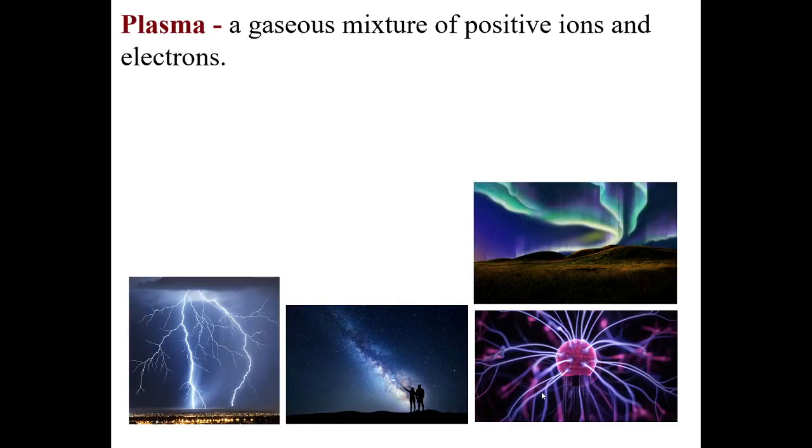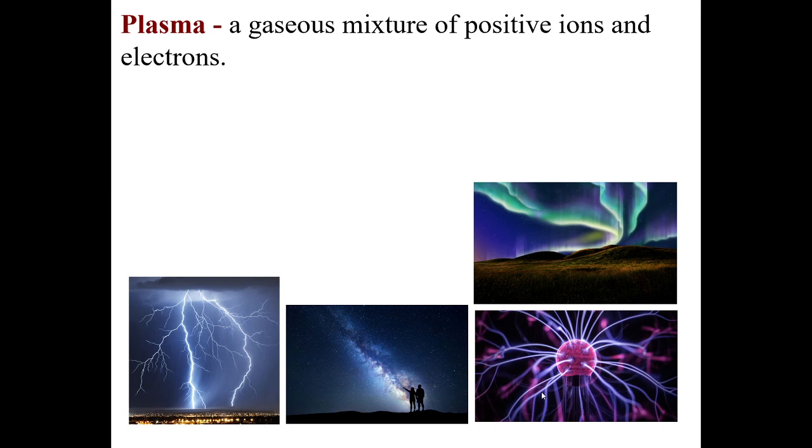Okay, the fourth state of matter that we don't really talk about very often is plasma. This is a gaseous mixture of positive ions and electrons. It's like a superheated gas, basically, a supercharged gas. We're not going to talk about plasma very much, and that's because we don't really have plasma on Earth. Not much, anyways.